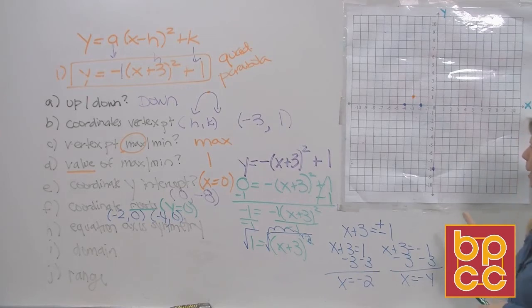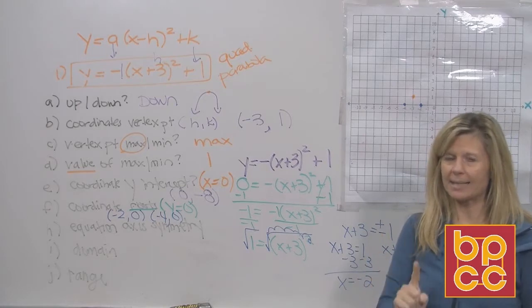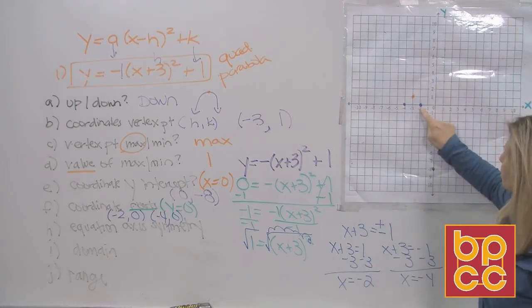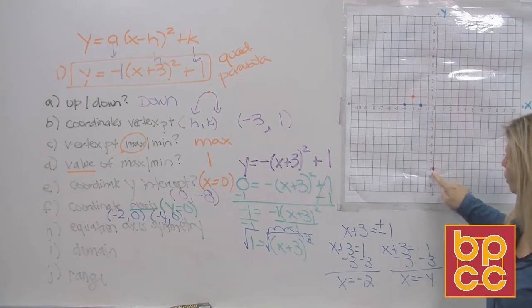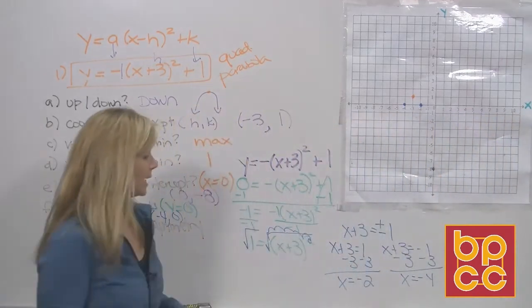Now, we have a problem. Every point on a parabola should have a buddy except for the vertex point. That's the vertex point. Do you see how this point in blue and this point in blue have a buddy? Well, this point down here in purple's got to have a buddy. Now, how do you know how to put that buddy in?